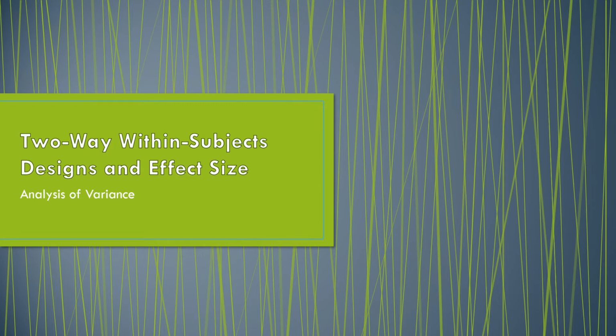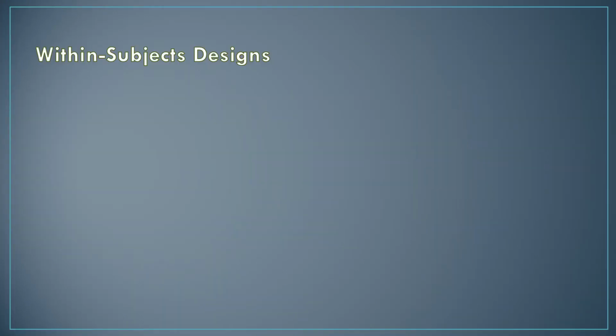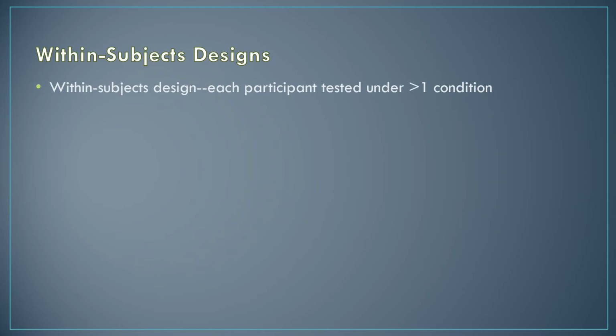This video will give you a little bit of information about two-way within subject designs and effect size. Within subjects designs are designs where each participant is tested under multiple conditions. So each level of your independent variable, where your independent variable is what establishes the groups that are being compared when you're doing mean comparisons in ANOVA. But within subjects designs is that every single participant is in every single level of that independent variable.